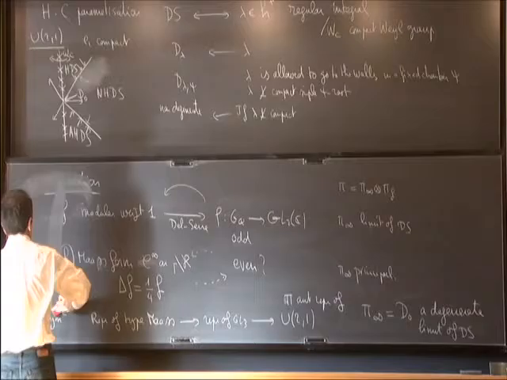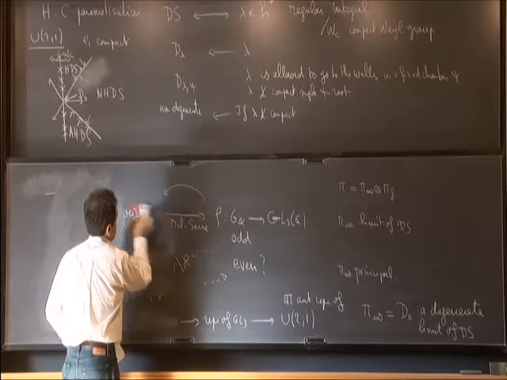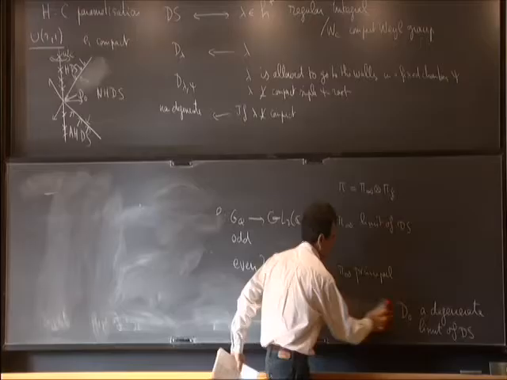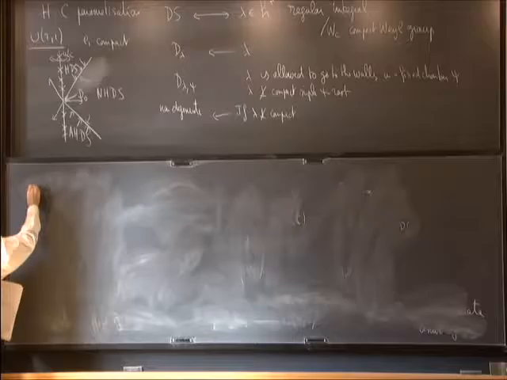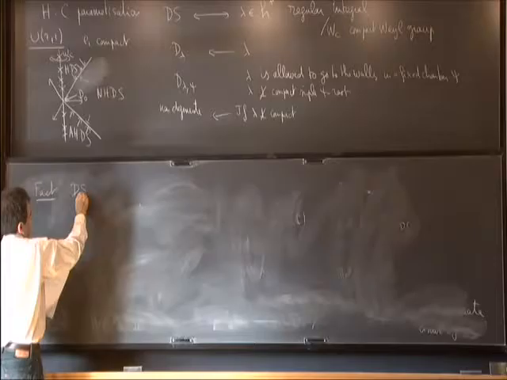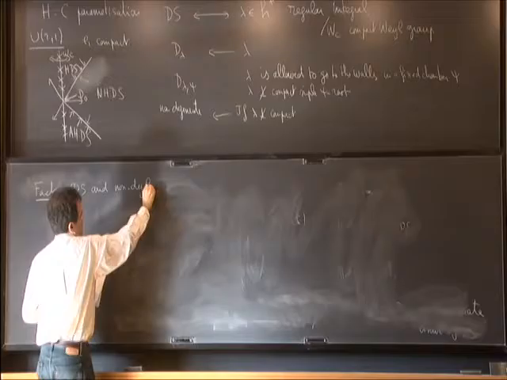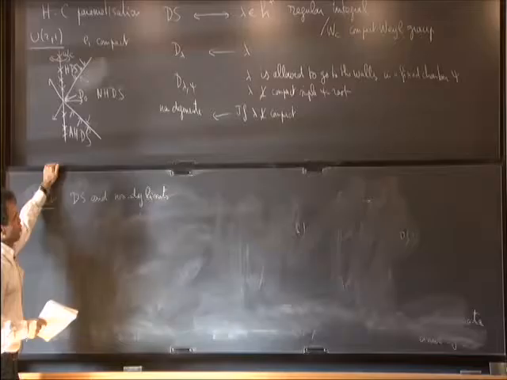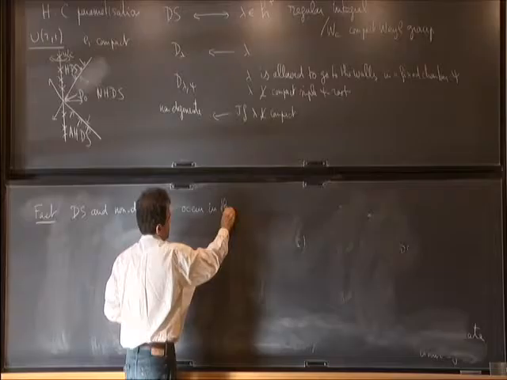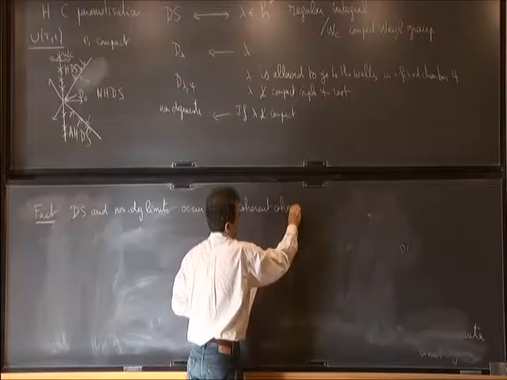So the situation is the following. The fact is that discrete series and non-degenerate limits, for instance forms of weight one, which correspond to a non-degenerate limit because there is no compact root in this case, occur in the cohomology, in the coherent cohomology, of Shimura varieties.